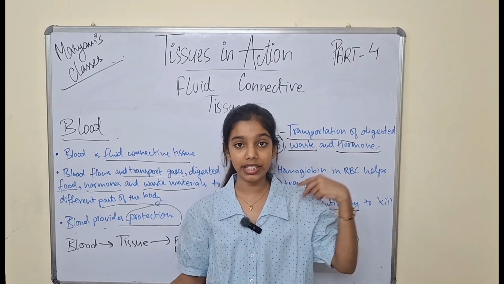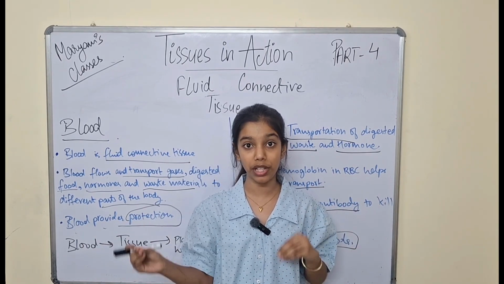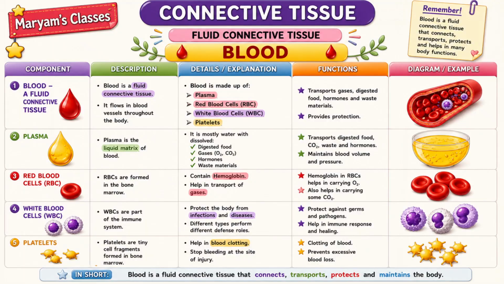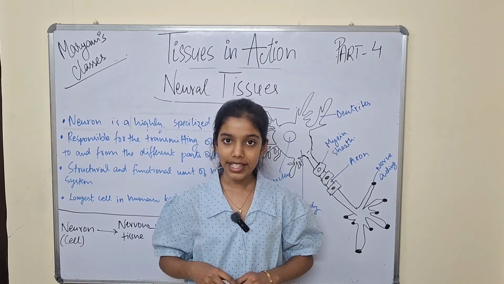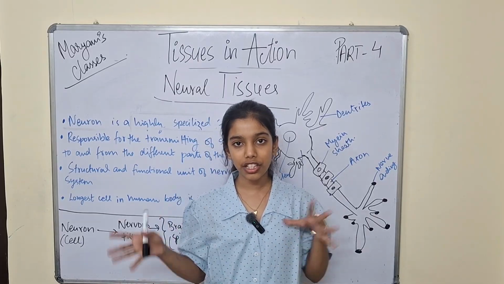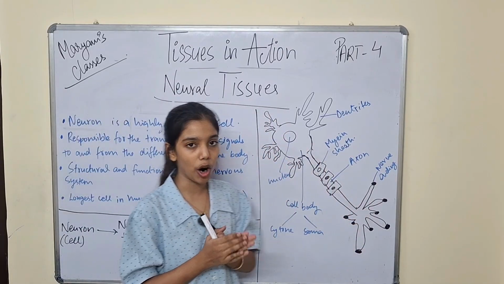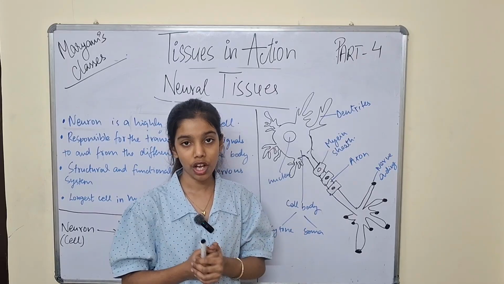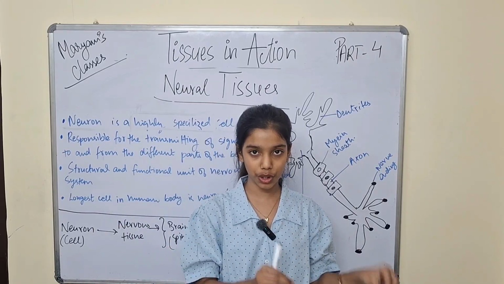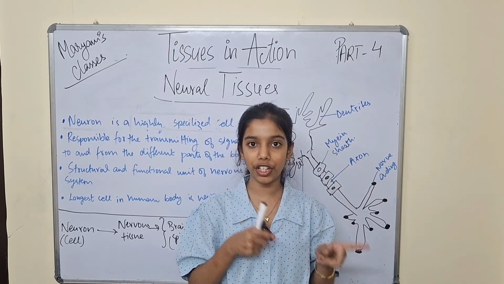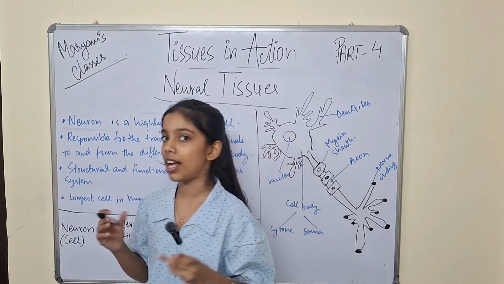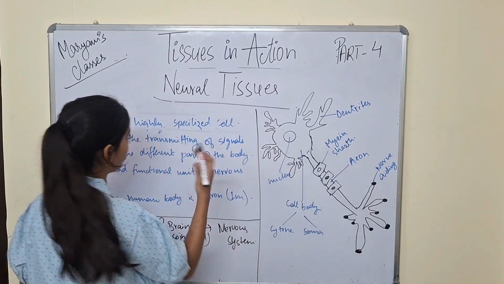Now let's move toward the last type of animal tissue, that is neural tissues. These are some key points, so don't miss them while preparing for your exams. Now let's understand neural tissues, which are also known as nervous tissues. These neural tissues are made up of cells, obviously, because they are tissues. The cells which make up neural tissues are known as neurons. So let's understand something about the neuron, the cell of neural tissues.